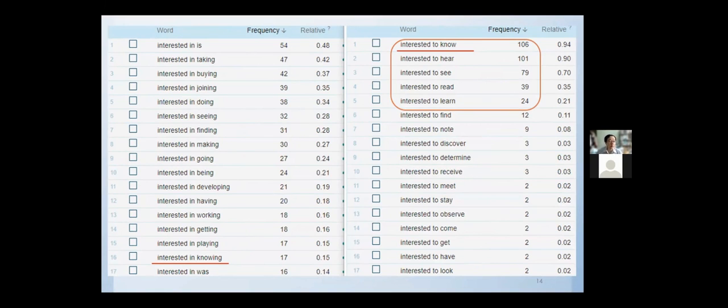The next question, also for language learners, is whether we can find some regularities for when to use to do and when to use in doing. In doing seems to be more general. We have all sorts of verbs in doing, but to know, to hear, to see, to read, to learn seem to be focused, showing some regularity, showing some commonality.